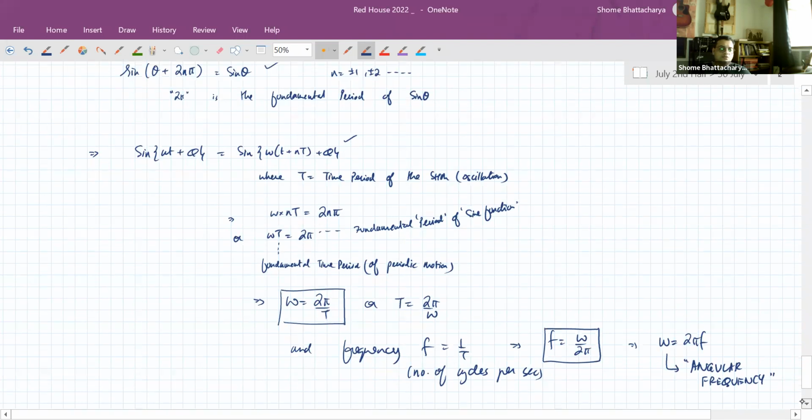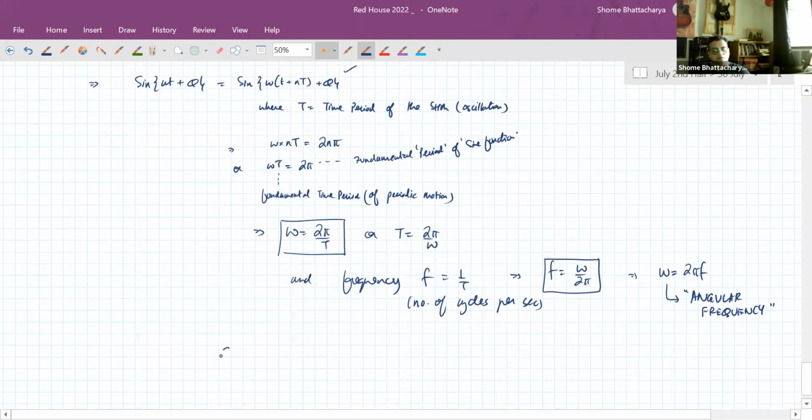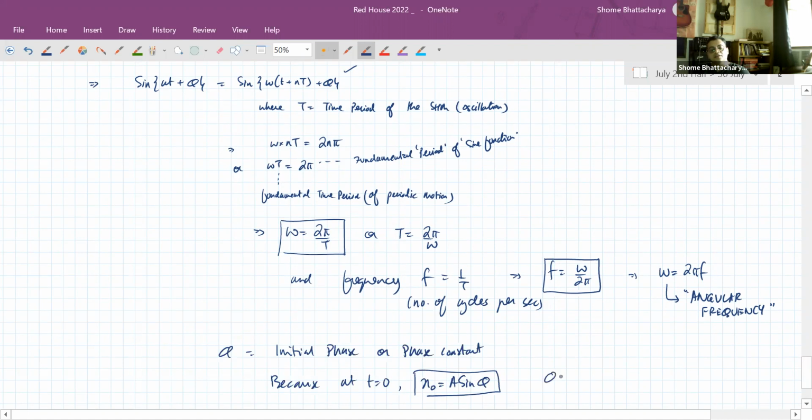Okay, and finally the constant phi, it is called the initial phase, or the phase constant, because at time t equal to 0, the value of x is A sine phi. So phi determines the starting point of the oscillation.